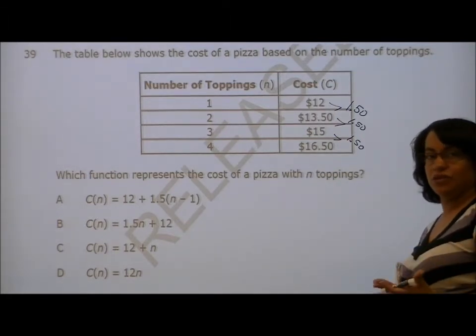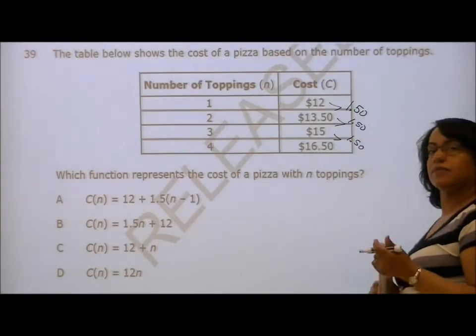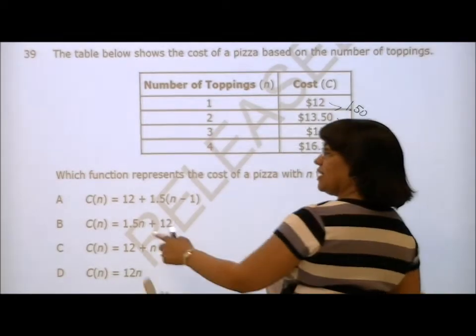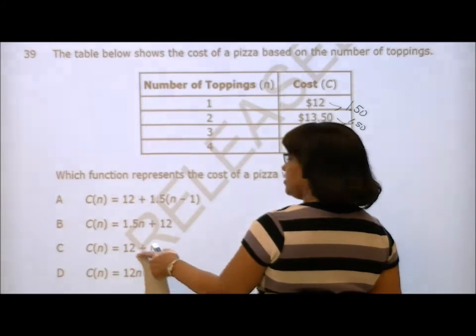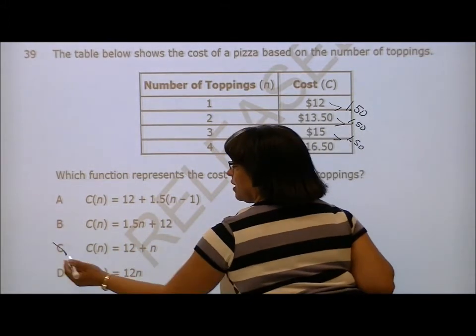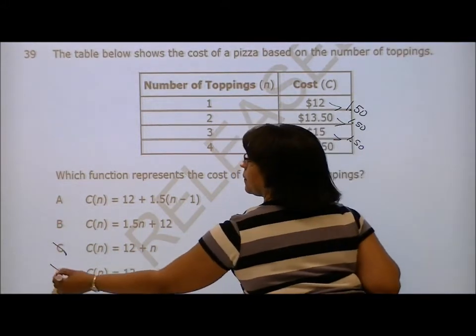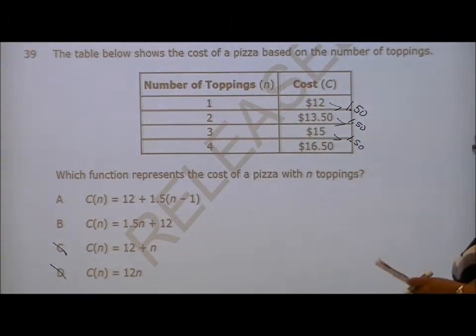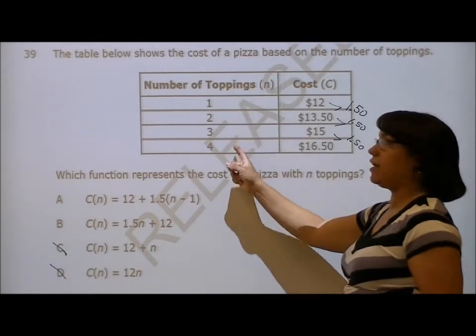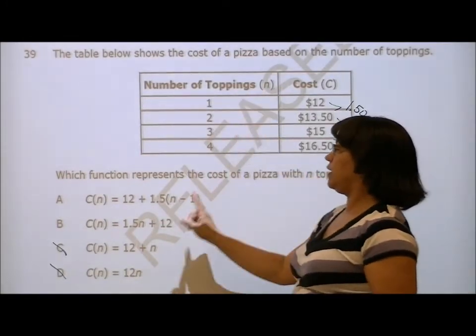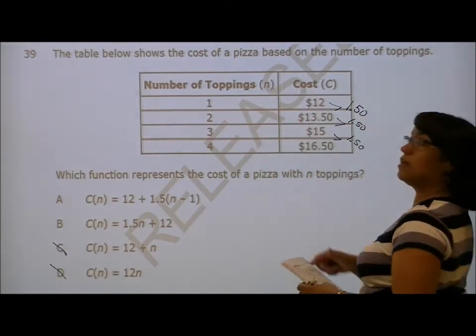And what word do you associate with rate of change? Slope. So we're looking for a slope of 1.5. So this could be the answer. This could not. There's no 1.5 within. This could not. So our answers are between A and B. So what you can do is substitute each n value for n to see if you get your C.